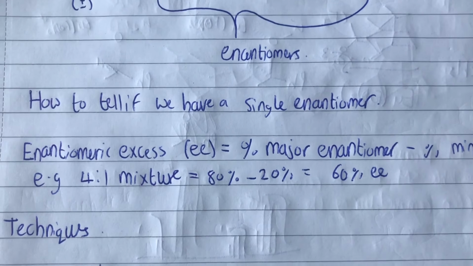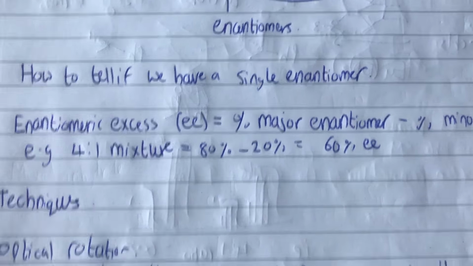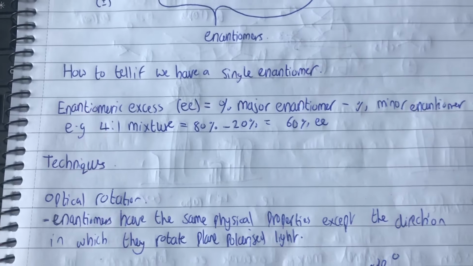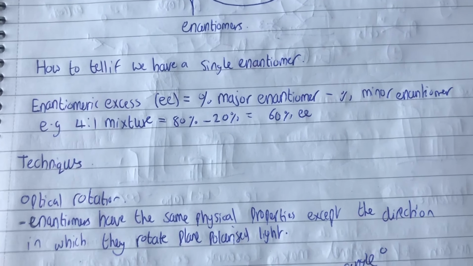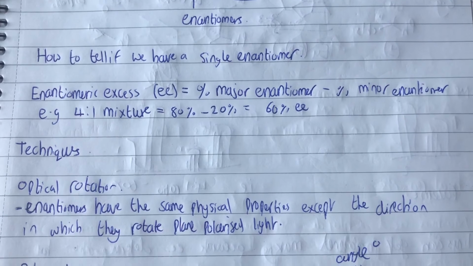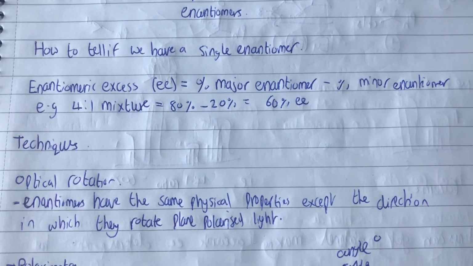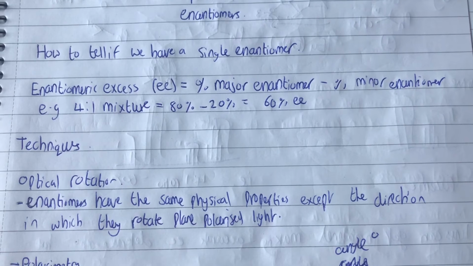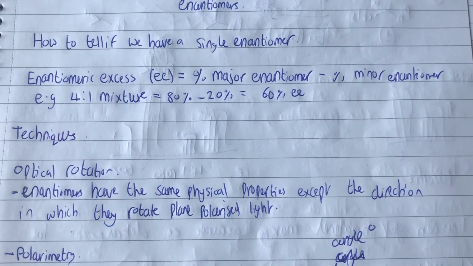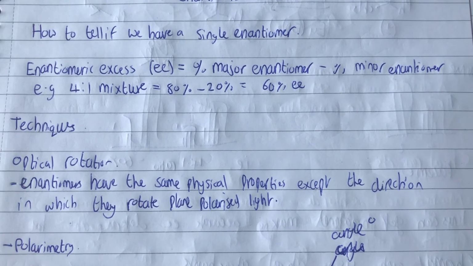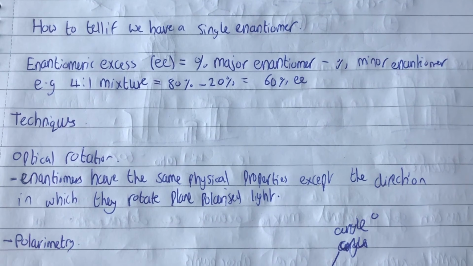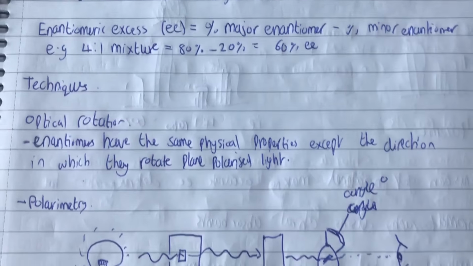As this question says, how do we tell if we have a single enantiomer? We can do this by measuring the enantiomeric excess, and that's the percentage of the major enantiomer minus the percentage of the minor enantiomer. So, for example, in a 4:1 mixture, it's 80% of the major enantiomer and 20% of the minor enantiomer. So the percentage EE is 80 minus 20, which is 60.